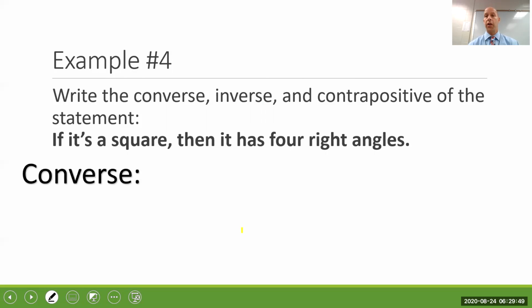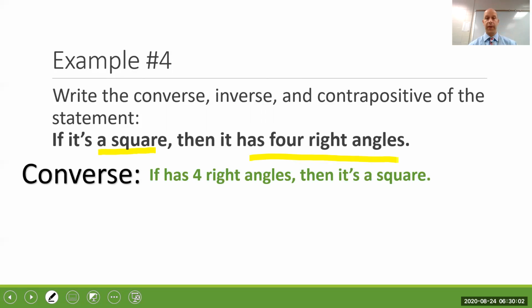The converse. So remember, the converse, you take the P and the Q and you switch the order. So we need to switch the hypothesis, which is this, and the conclusion. We're going to switch those around. So the converse would be if it has 4 right angles, then it's a square. So notice that 4 right angles now is at the front, and it's a square is now in the back.